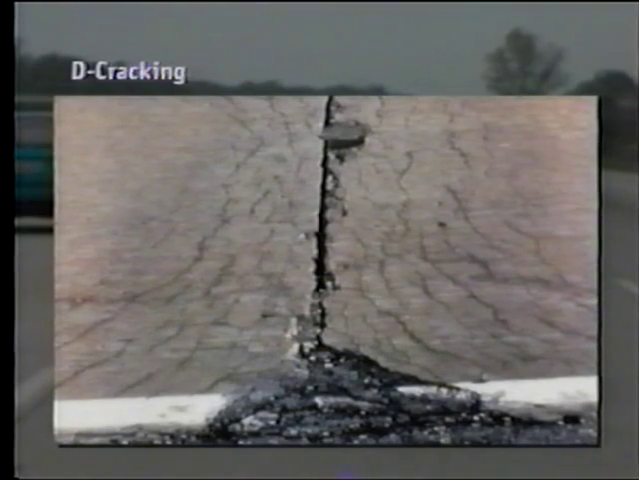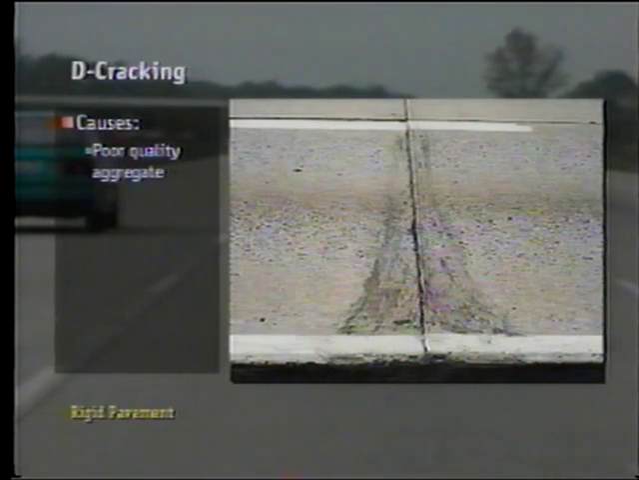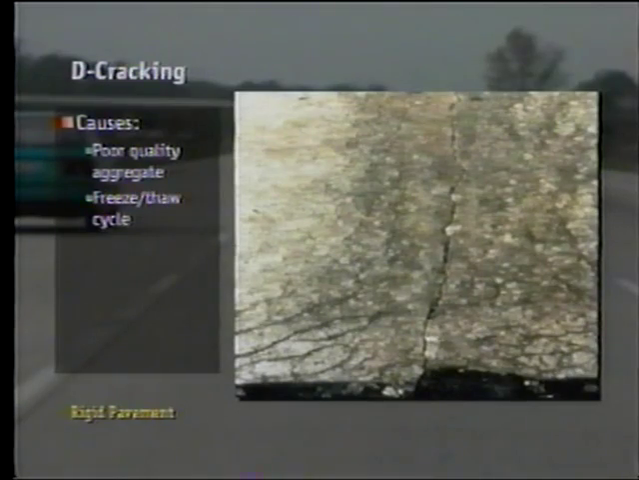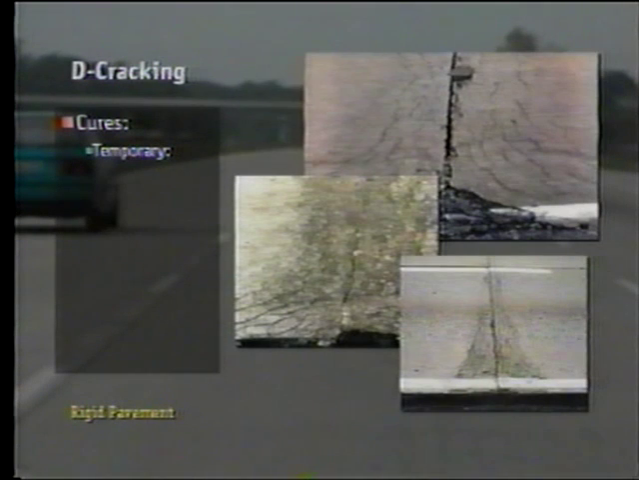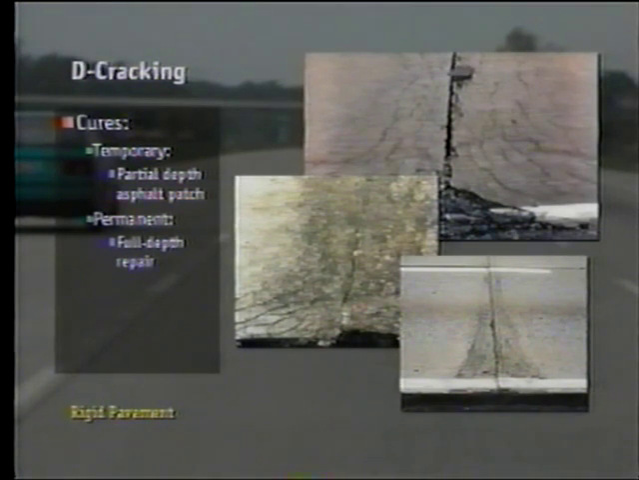The D in D cracking stands for durability cracking. This is recognized by closely spaced, crescent-shaped, hairline cracks occurring adjacent to joints, cracks, or free areas, initiating in slab corners. You can also see a dark coloring of the cracking pattern in the surrounding area. Poor quality aggregate absorbs moisture, causing the aggregate to break apart during freeze-thaw cycles. This generally only occurs where moisture is present at joints. For a temporary repair, a partial depth asphalt patch similar to pothole repair can be used. For a permanent cure, a full depth repair is required.